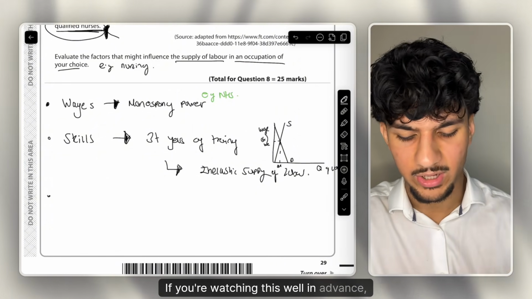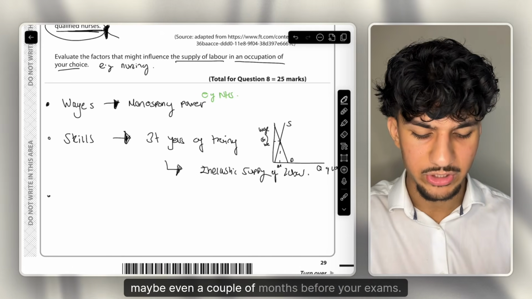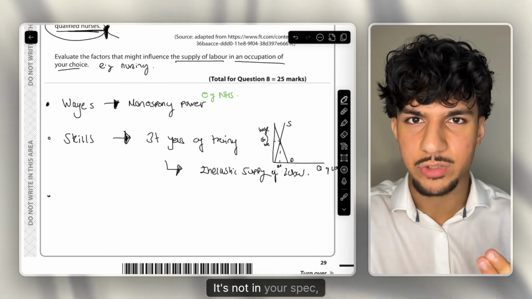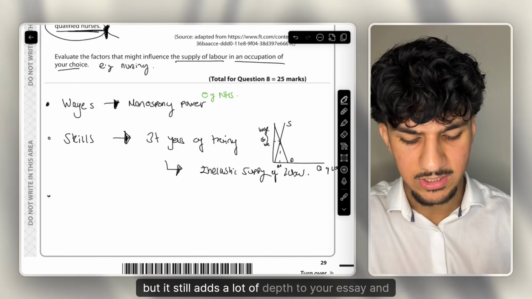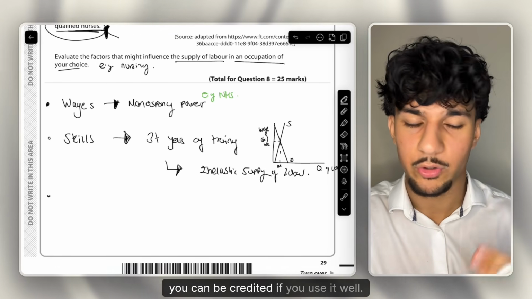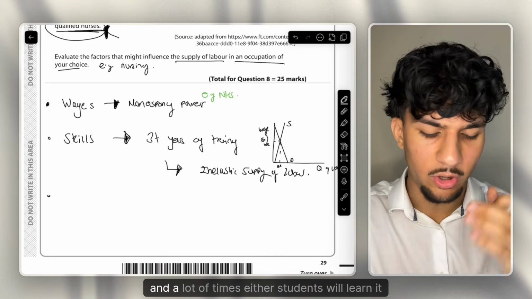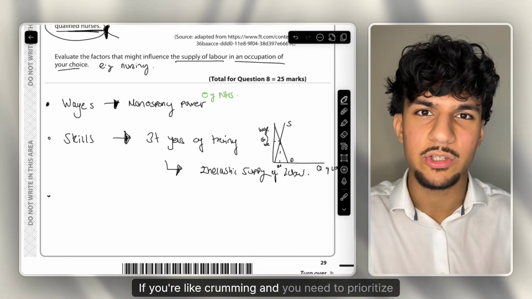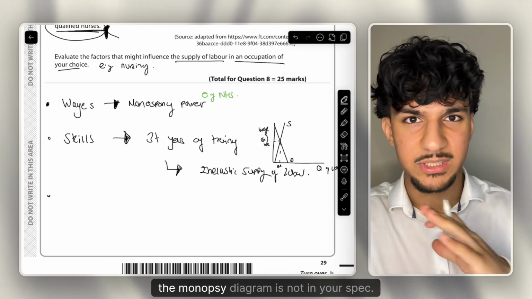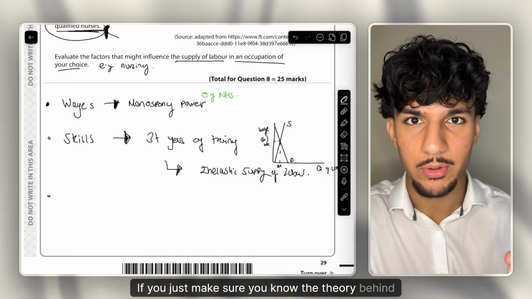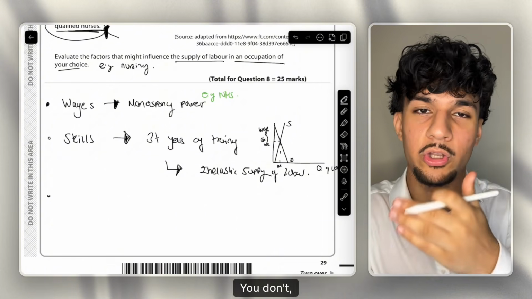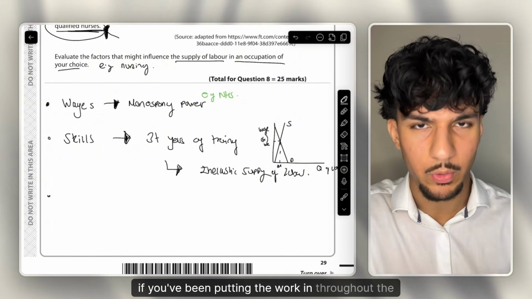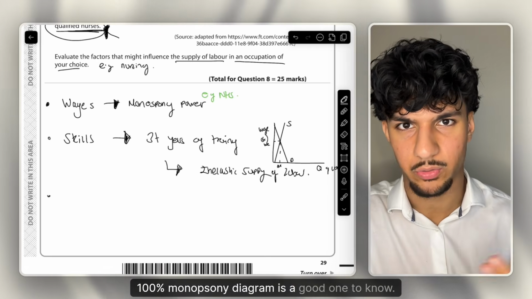If you're watching this well in advance, maybe a couple of weeks, maybe even a couple of months before your exams, 100% I would suggest learning the monopsony diagram. It's not on your spec, but it still adds a lot of depth to your essay, and you can be credited if you use it well. If you're cramming and you need to prioritize what to learn, the monopsony diagram is not on your spec. Just make sure you know the theory behind it; you don't need to know the diagram exactly. But if you have that buffer, if you've been putting the work in throughout the year, 100% the monopsony diagram is a good one to know.